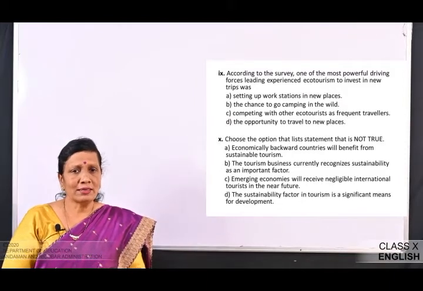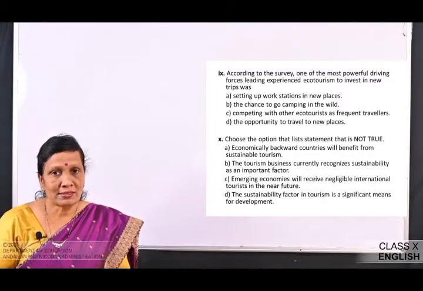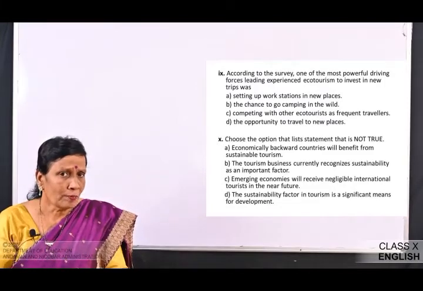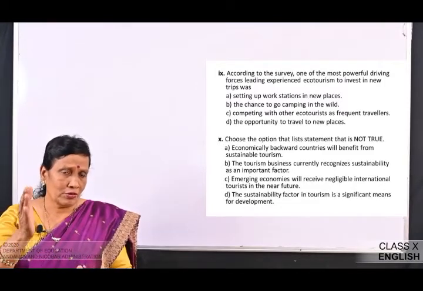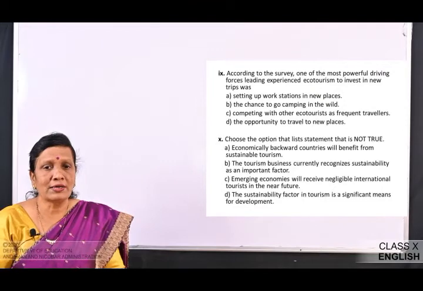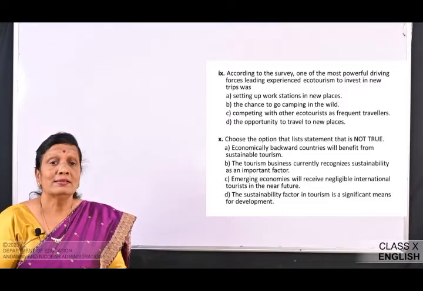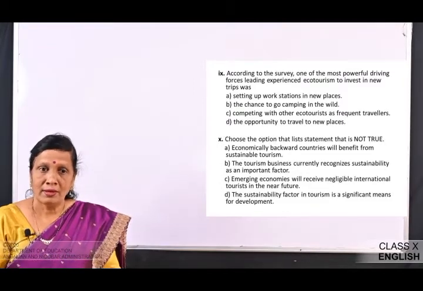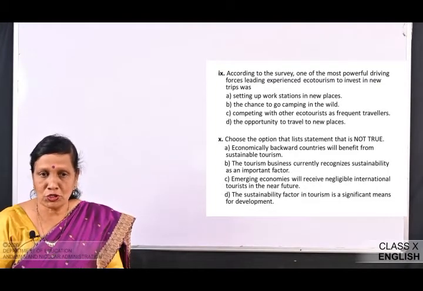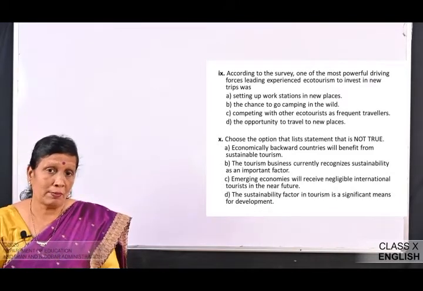Choose the option that lists the statement that is not true. Four statements are given here and you have to identify the statement that is not true, which talks about the information given in the passage. Economically backward countries will benefit from sustainable tourism. The tourism business currently recognizes sustainability as an important factor. Emerging economies will receive negligible international tourists in the near future. The sustainability factor in tourism is a significant means for development.